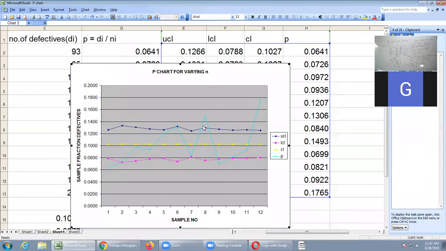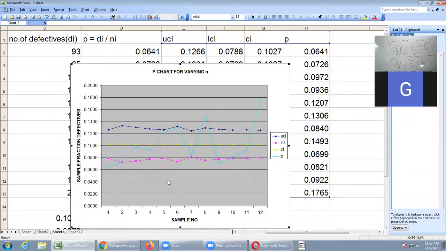If all the sample points fall within the limits, then the process is in control. But if you observe this one, how many points are out of control? This one is 1, and this one is 2, 3, 4 points are there. Even if only 1 point is there, that is said to be out of control. So here, 4 points fall outside the control limits.